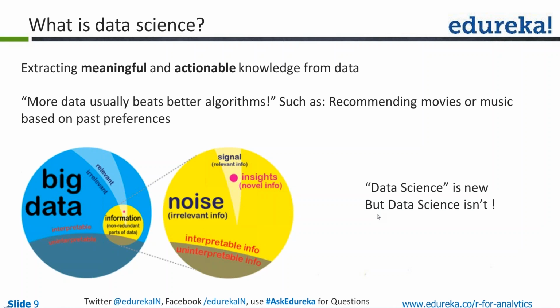Again, I'm simplifying a lot of things, but the point is they were able to extract something actionable in terms of search engine ranking, for example, from the data that they have, and the data being the web pages. So what Google has done is exactly data science. It's just that it was not called data science back then. And that's why I said data science is new, but it isn't.